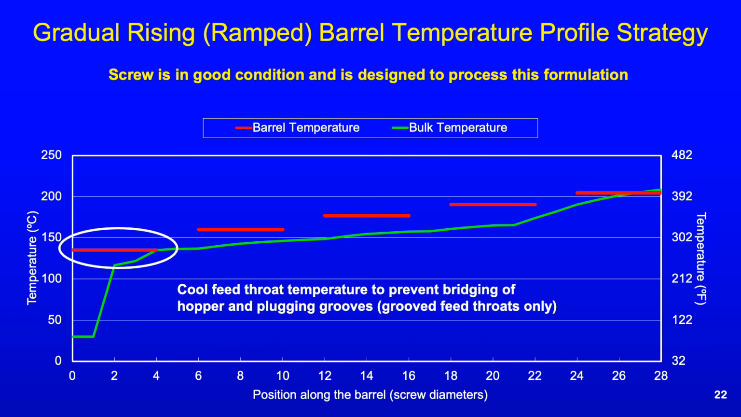Now, assuming the screw is in good condition and is designed to process this formulation, this is what's going to happen. Typically zone 1, you try to keep it cool enough so that we don't get bridging there. And we have to worry about groove feed throat extruders that may overheat as well.